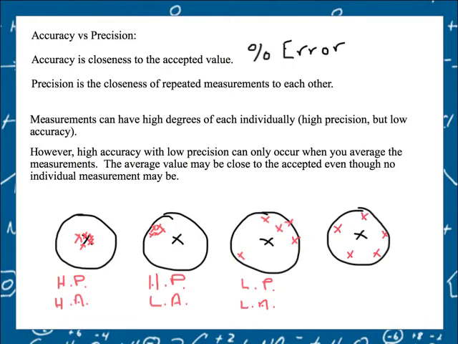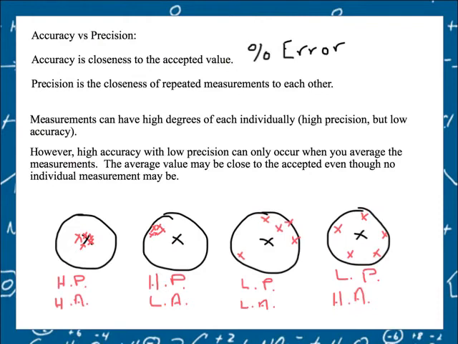So we don't have precision. My data points aren't close to each other. But it's different from the earlier situation in that they're all symmetrically distributed around the accepted value. If we average this, the average value of those five points would be very close to the accepted value. So this would be high accuracy on average. No individual point could be trusted, but the average of all the points could be trusted. So watch out for this situation. This is the one that gets missed the most.